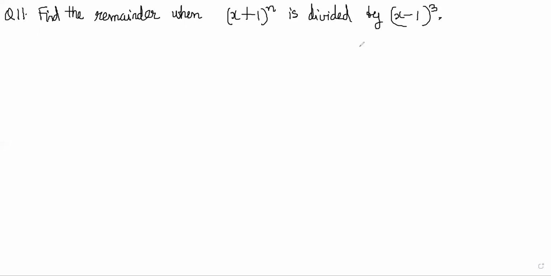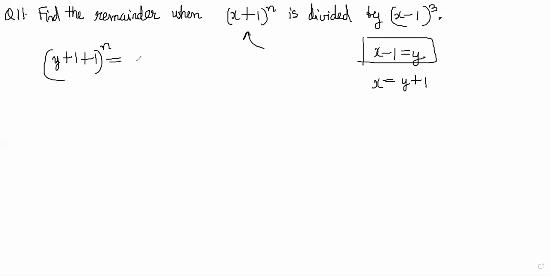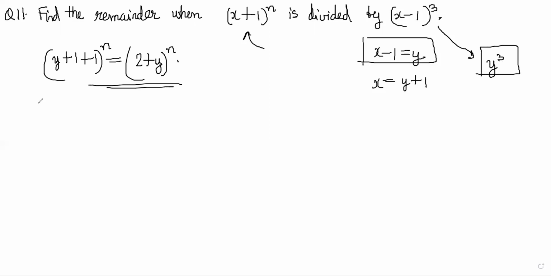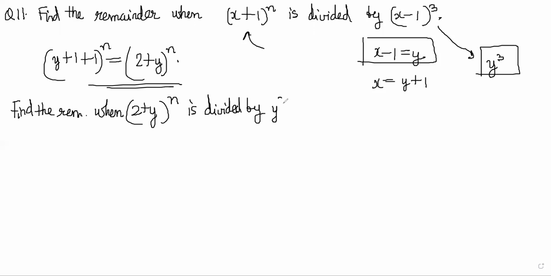What I will do here is assume x minus 1 is equal to y, right? So if x minus 1 is equal to y, x is equal to y plus 1. Therefore, my polynomial here will become (y plus 1) power n, right? Therefore, it is (2 plus y) power n. This is my polynomial. And what am I supposed to divide it by? I'm dividing it by y cube, right? I have to find the remainder when (2 plus y) power n is divided by y cube.